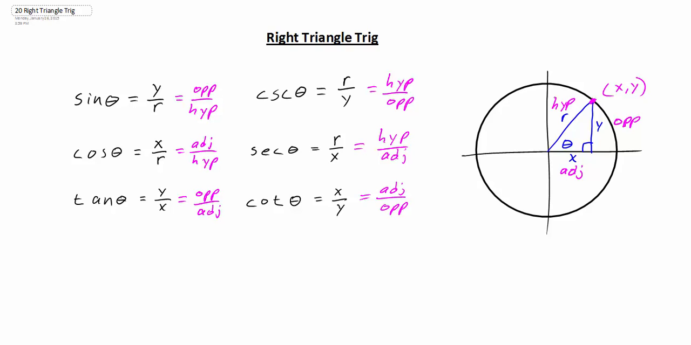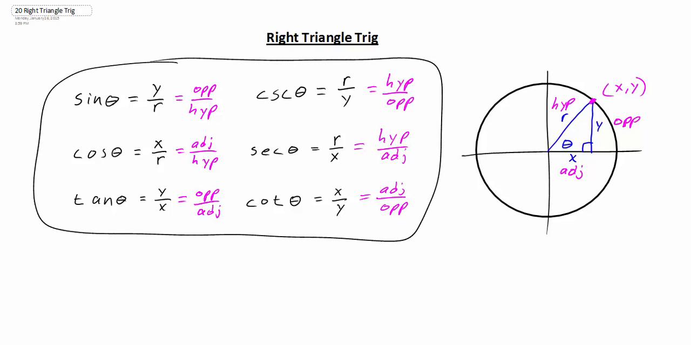Now again, if you don't really care for the right triangle, you can still think of this in terms of x, y, and r, or if you prefer the right triangle terminology, you can always think of this as opposite side, adjacent, and hypotenuse. So again, if you haven't already memorized with the circle the y over r, x over r, y over x, you need to do so. And then also this opposite over hypotenuse, adjacent over hypotenuse, and opposite over adjacent.